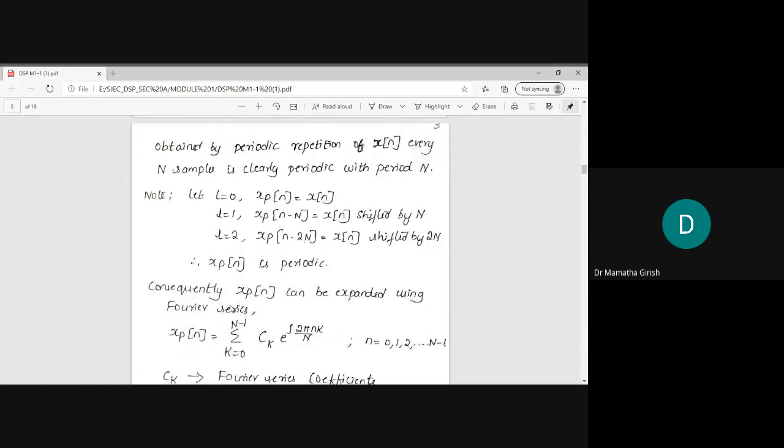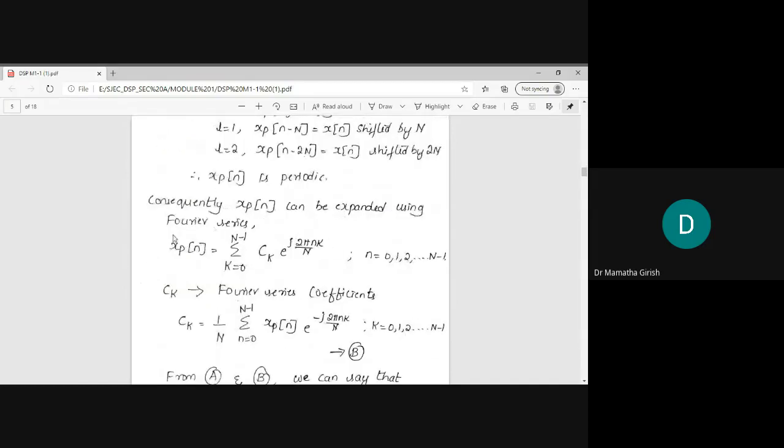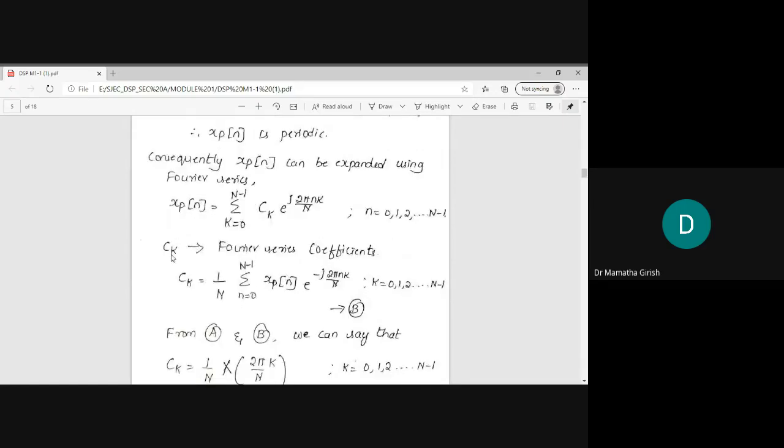Since the given time signal is periodic in nature, we can use the Fourier series representation. Accordingly, xp of n is represented by this particular formula using the Fourier series expansion. What is C of k? C of k is the Fourier series coefficient given by this particular formula.